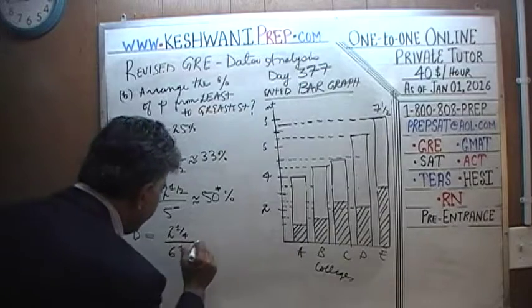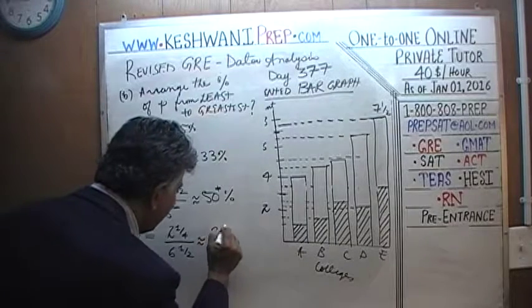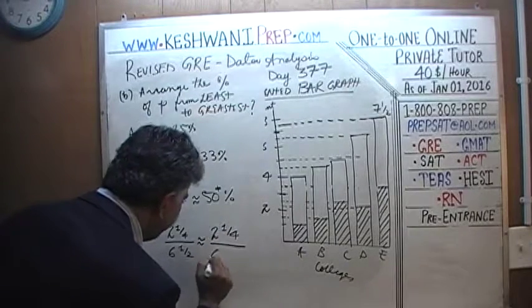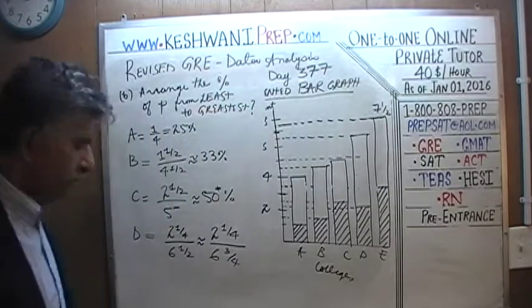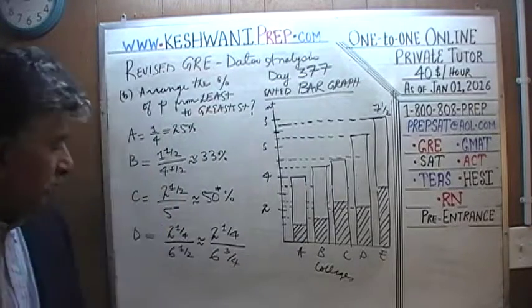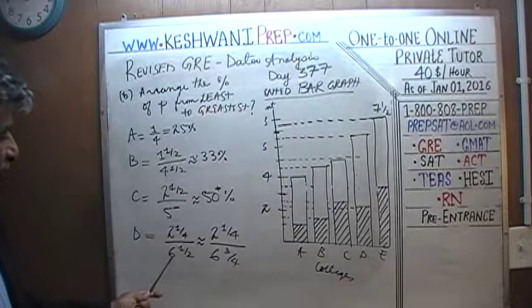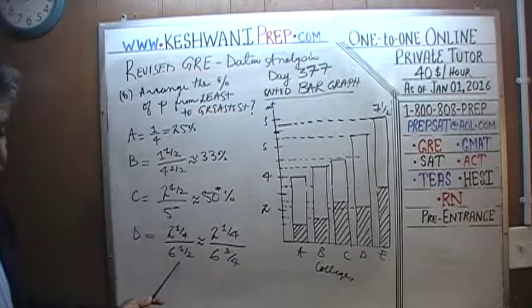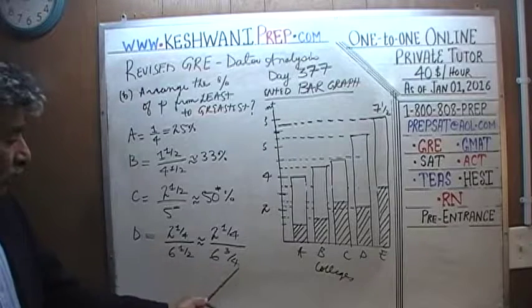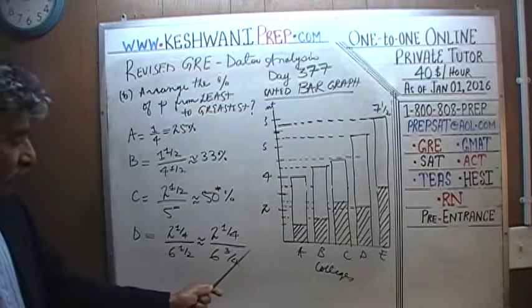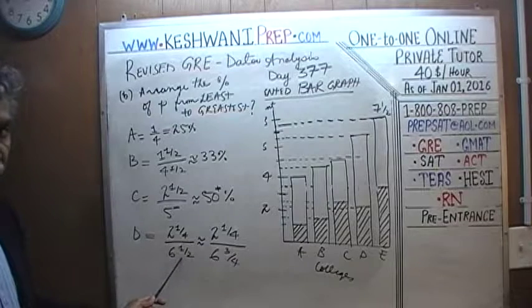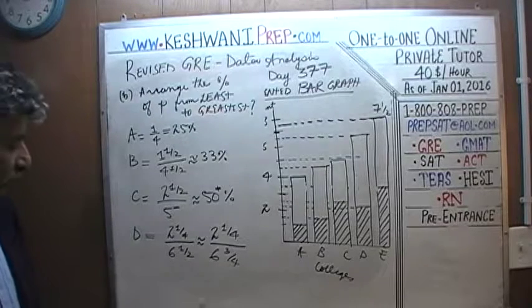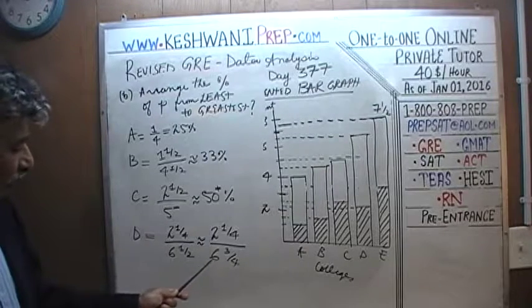Let's just pretend that this is 2.25 divided by 6.75. What happens? We're assuming that 6.5 is approximately 6.75. Keep in mind that the reality is 6.5. We made the figure larger, so whatever percentage we get here is going to be a smaller percentage than the actual percentage, which means we are underestimating.